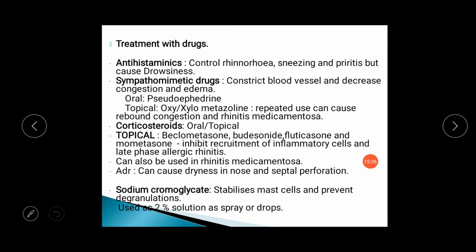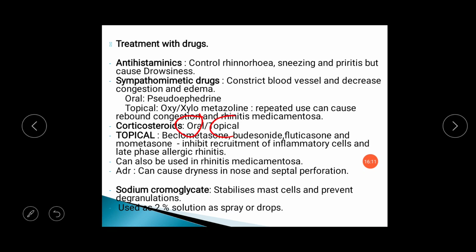Sympathomimetic drugs are used as oxymetazoline, xylometazoline, or pseudoephedrine. They usually constrict the blood vessels and decrease the congestion and edema. Pseudoephedrine is used orally, and topically oxymetazoline and xylometazoline preparations are available in the market. They are available as adult and pediatric preparations, but their repeated use can cause rebound congestion in the nasal cavity, which is known as rhinitis medicamentosa.